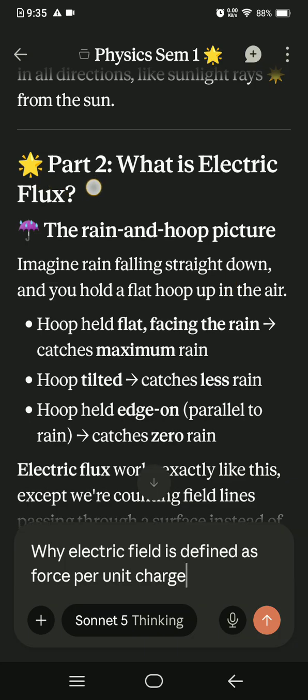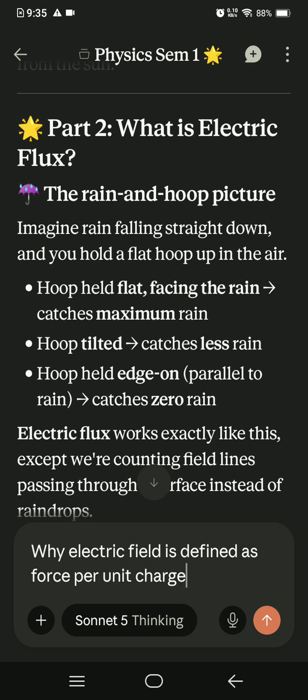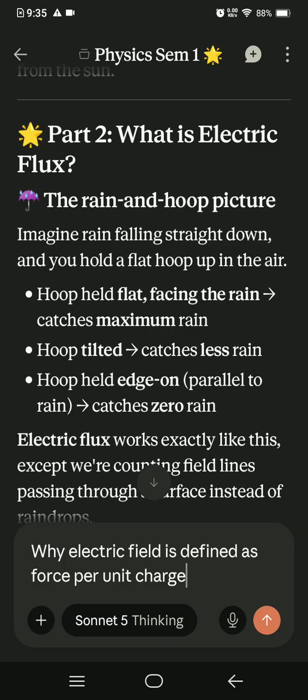Anyway, so part 2 is what is electric flux. The rain and the hoop picture. Imagine rain falling straight down and you hold a flat hoop in the air. A hoop is like a circular boundary only. Just like if our umbrella were completely hollow on top, so rain could pass through, but with a boundary on the side, that's sort of a hoop. So imagine rain falling straight down and you hold a flat hoop in the air.